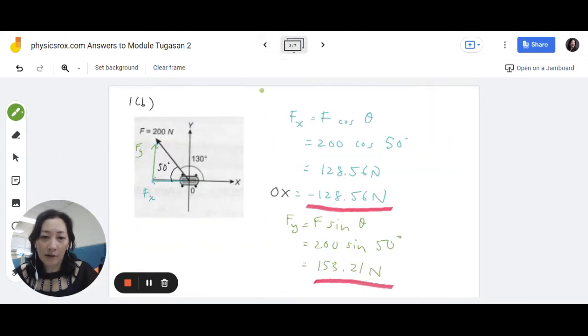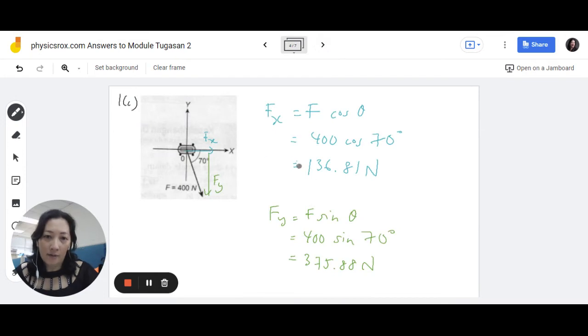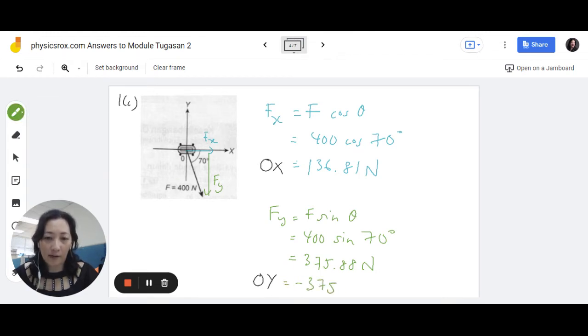Okay, in this case, I'm just going to backtrack because I wrote here OX and I didn't mention OY. So here, OX is negative because FX is opposite to OX, but FY is in the same direction as OY, so you don't have to put this as negative, this is still positive. In 1C though, you can see fx is in the same direction as ox, so it's fine to leave ox as positive. But here, oy is going up, but fy is going down. That means the value for oy should be negative. So it should be negative 375.88 newton. So that's why we write negative, because it is negative to the directions that the question wants us to express it. Right, so that's question one.